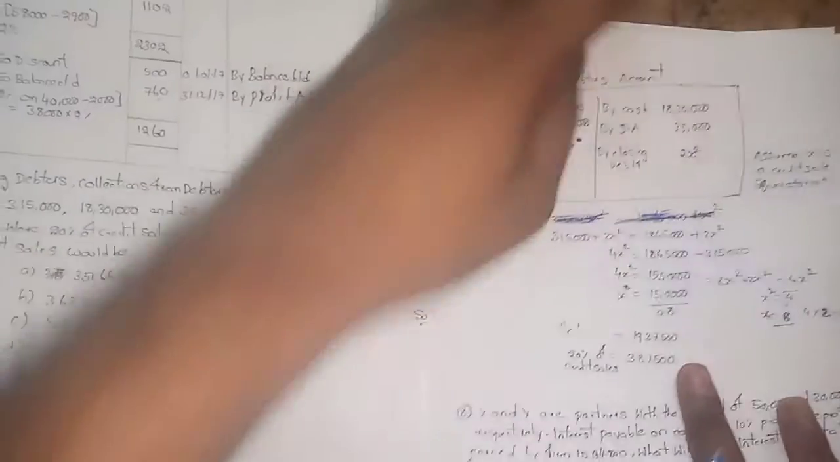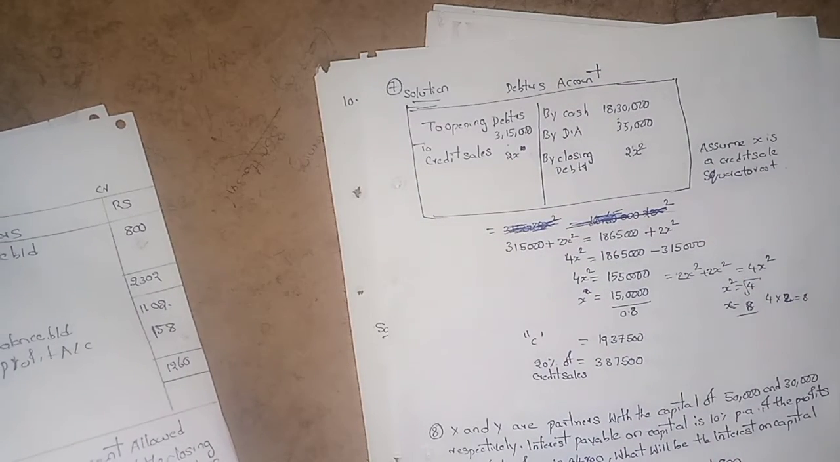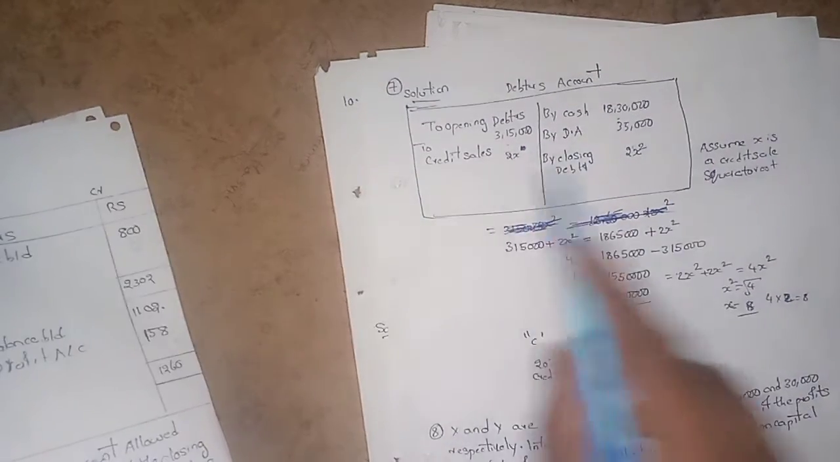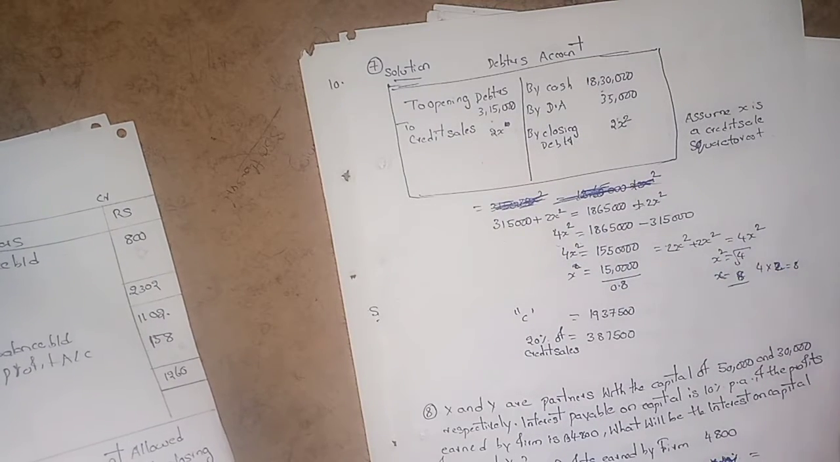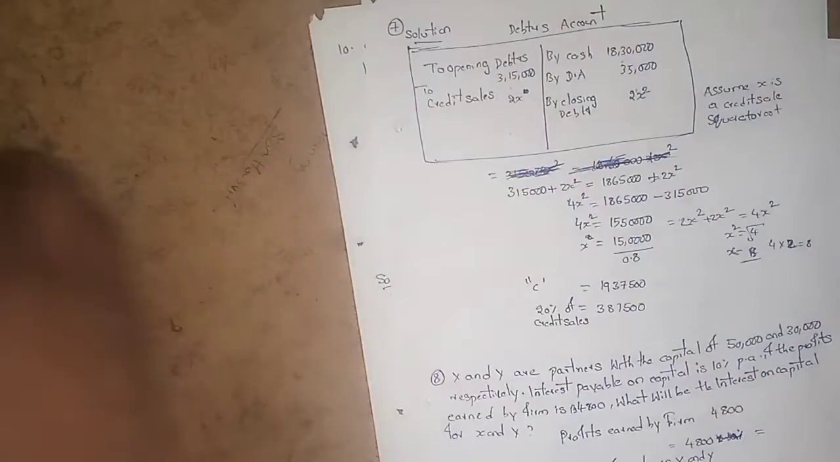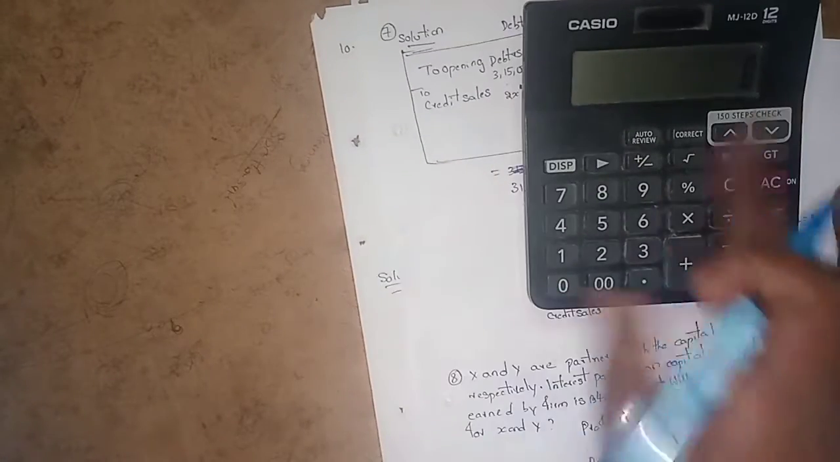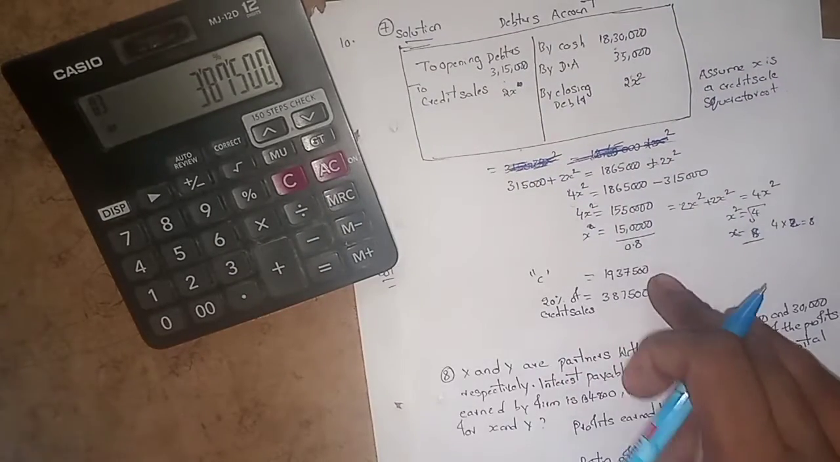Here it is, some simple trading account. So by cash is 18,30,000, and 35,000 discount, so 3,50,000. Assume X is the credit sale. So on the opposite side, 2x, 4x square, 4x square minus 15 lakhs, 2x square, that is equal to x, equal to 4 into root 4 2s are 8. So credit sales equal to 19,37,500, and 20% on this. So we calculate here.